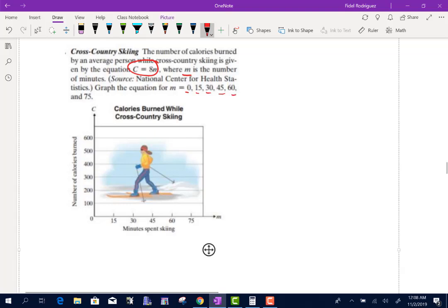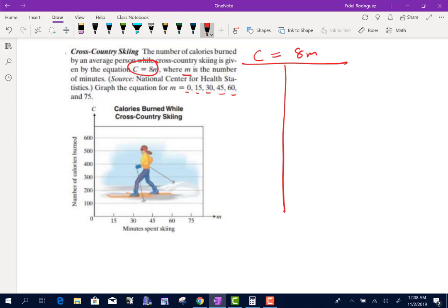Okay. So look, guys, we're going to do this in pieces. So the first thing I'm going to write down: c equals 8 times m. Okay? And I'm going to make a little table here, okay? So I'm going to go like this. Here's my m value. Here's my c value, okay? So look what it says.